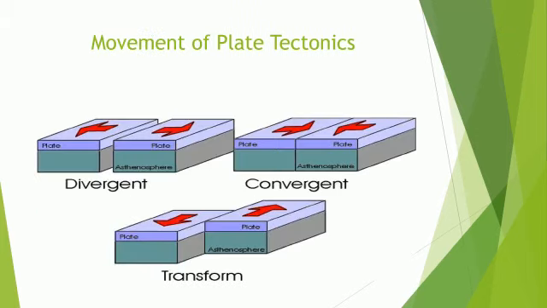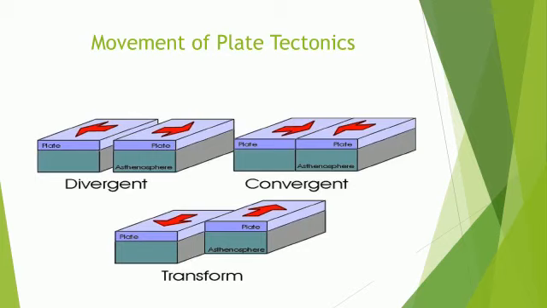Dear students, let's talk about the movement of plate tectonics. Plate tectonics can move in three ways: divergent movement, convergent movement, and transform movement. Now let's discuss these one by one. In divergent movement, plates move apart. The magma from the interior of the Earth flows towards the surface and moves the tectonic plates away from each other. The Mid-Atlantic Ridge is an example of divergent movement of plate tectonics.